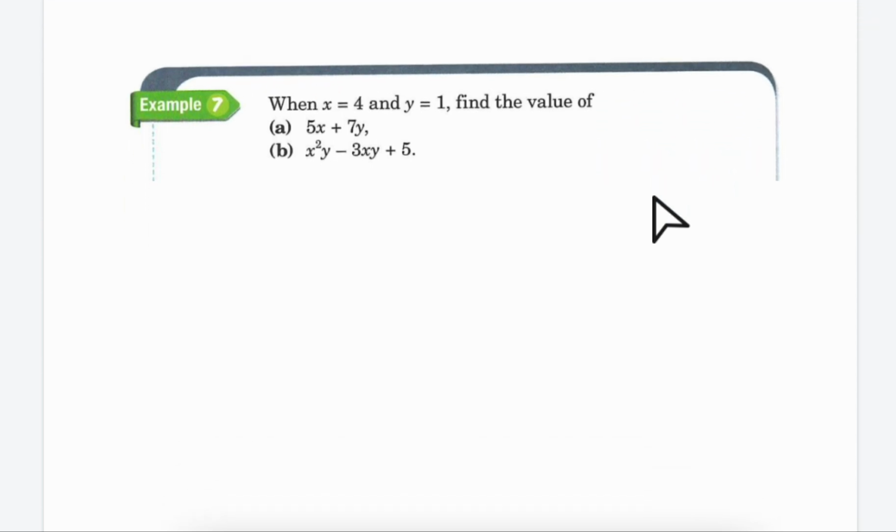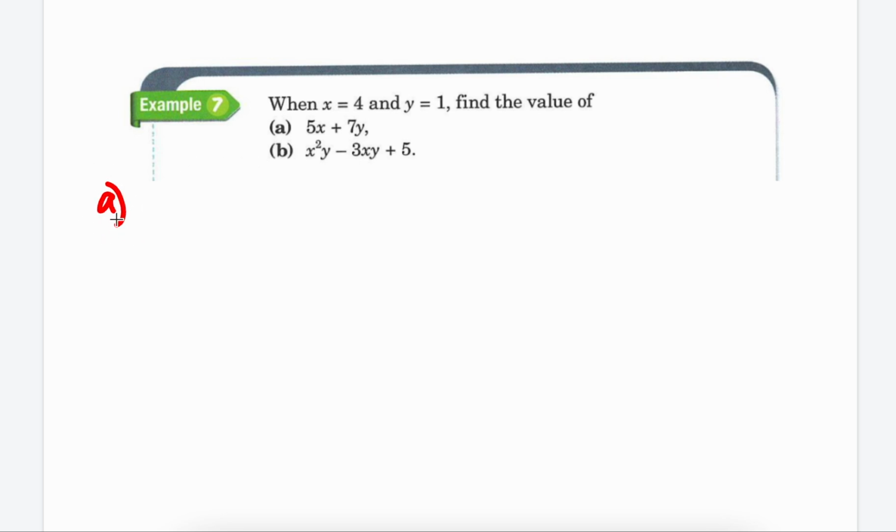So here's example 7. It says, when x equals 4 and y equals 1, find the value of a, 5x plus 7y, and b, x squared times y minus 3xy plus 5. So again, they're giving us the values for x and y, and now they want us to find the value of the entire algebraic expression. Go ahead and pause the video and try solving a and b on your own first.